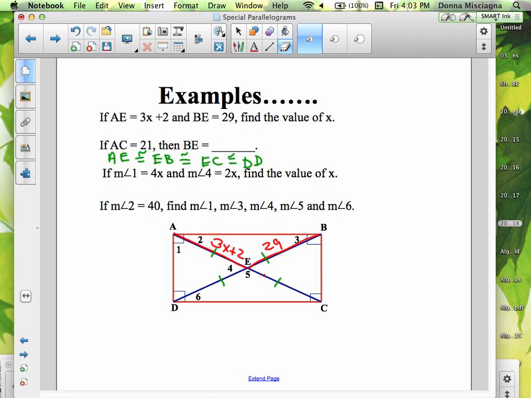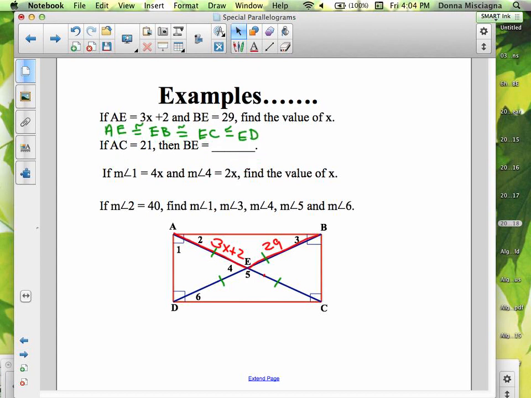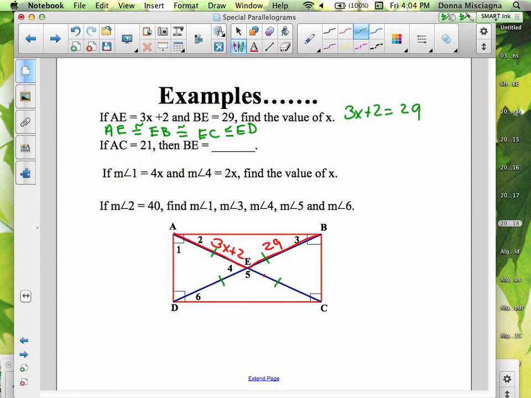So we'll just set 3x plus 2 equal to 29, and we'll have the answer to this question. I'm just going to move this up. All right, and then let's solve. So it's easy as 3x plus 2 equals 29. We subtract 2 from both sides. 3x equals 27, which means that x is equal to 9.